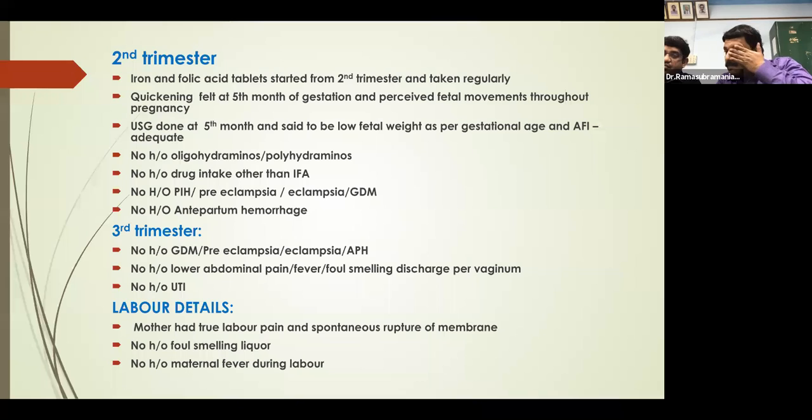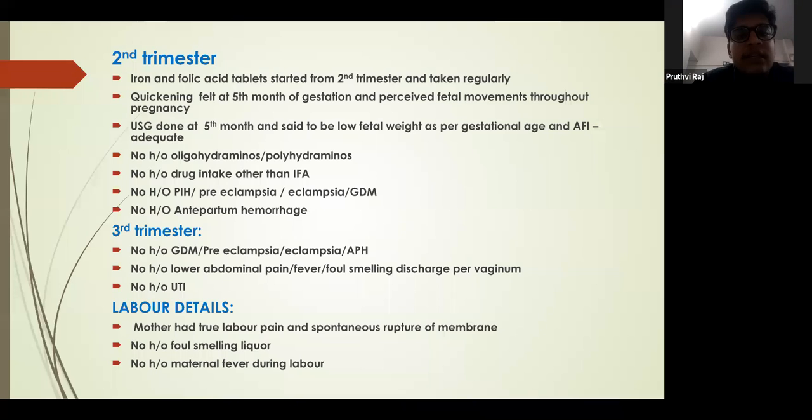Yes. Whereas asymmetrical IUGR, the uteroplacental insufficiency results in brain sparing effect of the fetus. So the head circumference remains normal. Rest of the parameters will be low, sir. So overall, asymmetric IUGR has a better prognosis than the symmetrical IUGR, sir.